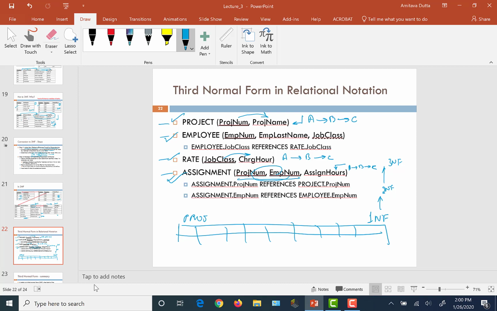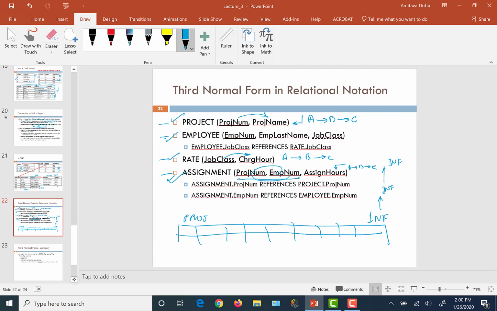So this process of progressively splitting a table, we start from one big table, which is in first normal form, and we gradually get it to third normal form. So you want to end up with a collection of tables, each of which is in third normal form.